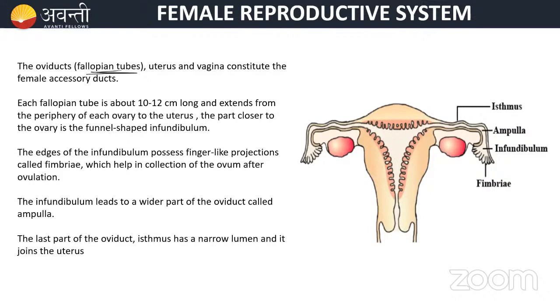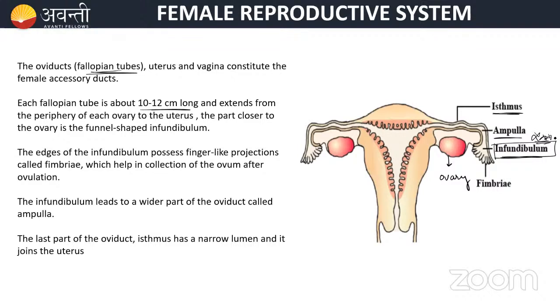So fallopian tube is 10 to 12 centimeter long. It extends from the periphery of the ovary to the uterus. So fallopian tube consists of three parts: infundibulum, ampulla, and isthmus. The part of the fallopian tube which is closest to the ovary is known as infundibulum. Very, very important. Remember this. Which part of the fallopian tube is closest to the ovary is infundibulum.